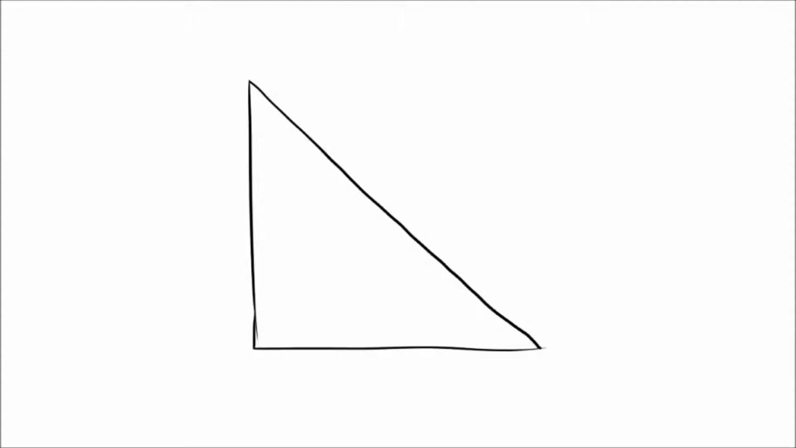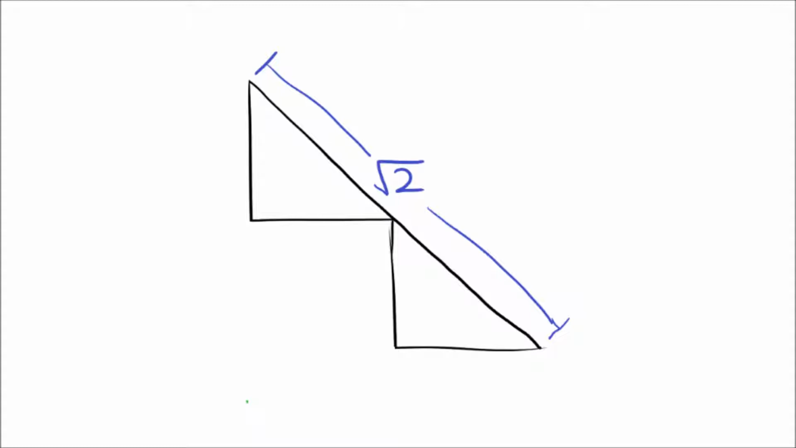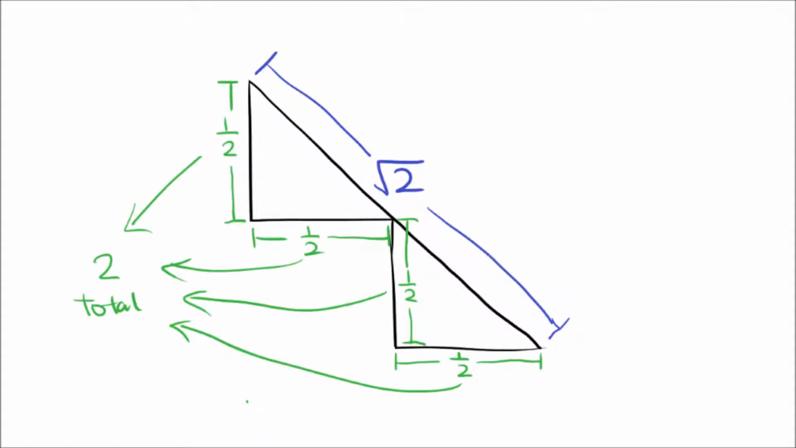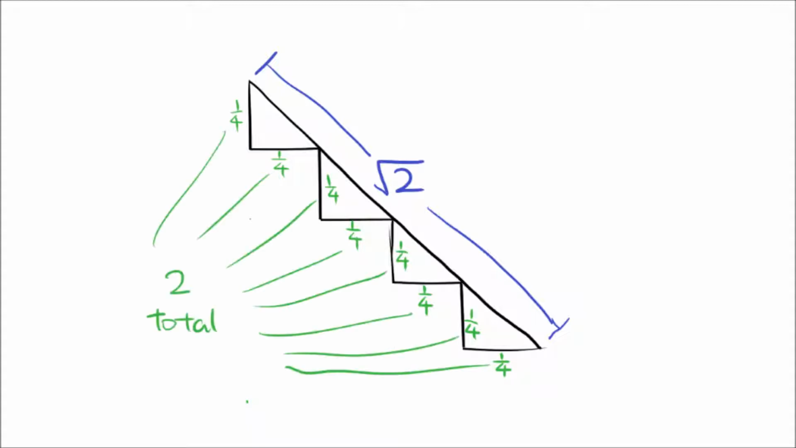Here we have a right angle triangle. The length of these sides are 1, so by Pythagoras' theorem, this side must have length square root of 2. Length of these sides add up to 2. Now if we fold this corner in, we've got 4 lines of length a half, which still adds up to length 2. Fold all the corners in again, we get 8 lines of length a quarter, and so forth.